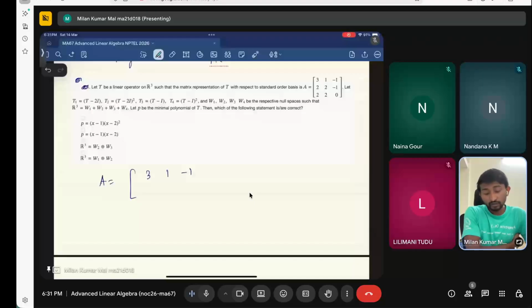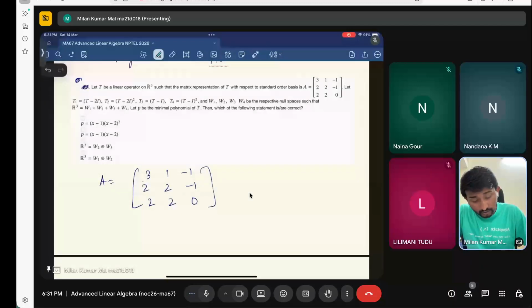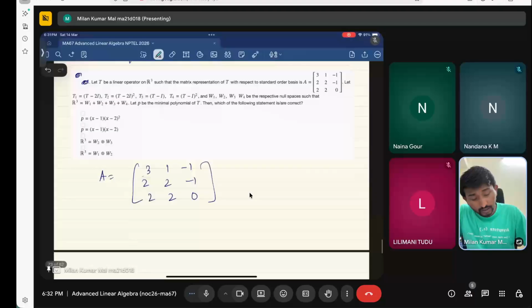So let's find the characteristic polynomial, and then the minimal polynomial. So what will we get? Let the determinant of A minus xI be equal to 3 minus x, 1, minus 1, 2, 2 minus x, minus 1, 2, 2, 0 minus x. This is the determinant I am talking about.